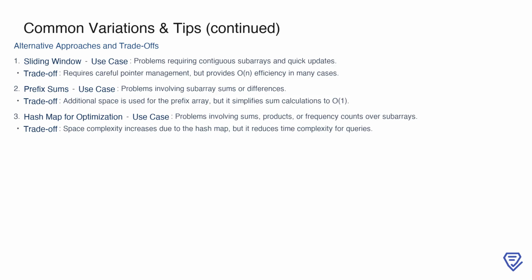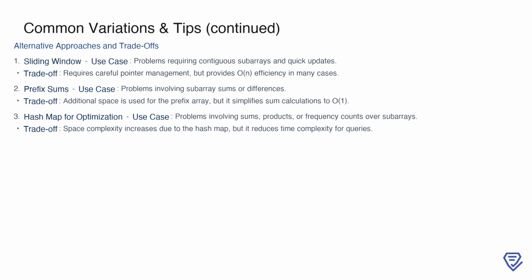When thinking about alternative approaches and their trade-offs, it's important to consider the specific requirements of the problem. The sliding window technique is an excellent choice for problems involving contiguous subarrays where quick updates are needed. However, its trade-off lies in the careful pointer management it requires, as even small mistakes can lead to incorrect results. On the other hand, prefix sums are highly effective for problems involving subarray sums or differences. This method simplifies some calculations to O(1), but it does come with the cost of additional space for storing the prefix array.